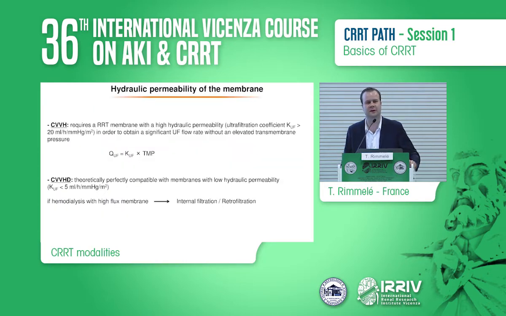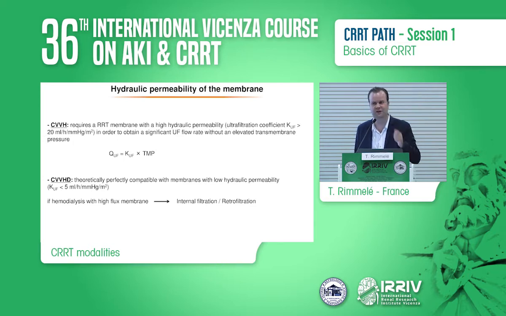As was said several times before today, we have to look at the hydraulic permeability of the membrane we use. If you use CVVH in your unit, continuous hemofiltration, I'm pretty sure that you use a membrane with a high hydraulic permeability, a high water permeability, with a high ultrafiltration coefficient, the KUF, which would be more than 20 ml per hour per millimeter of mercury per square meter. This would be mandatory to get a significant ultrafiltration flow rate without too high a transmembrane pressure.